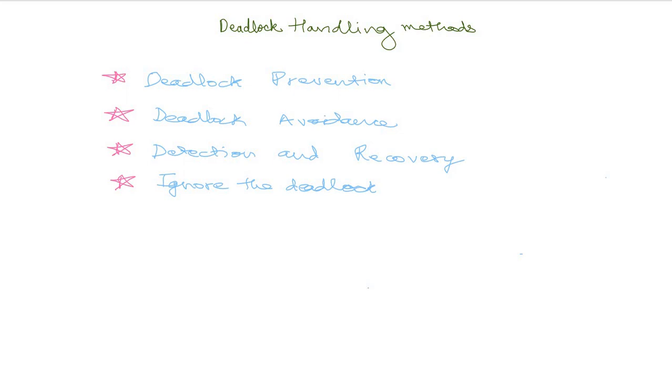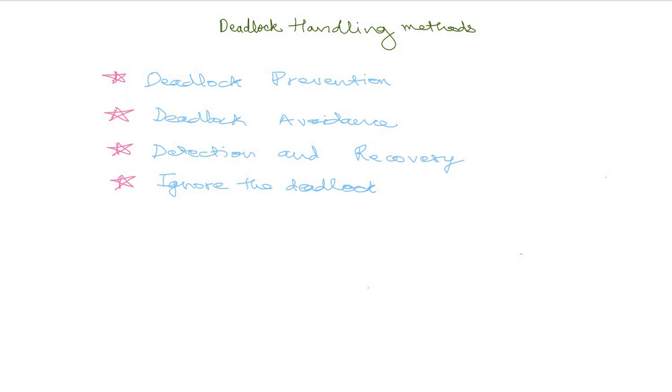Now the third one is detection and recovery. What detection and recovery does is that it checks if a deadlock is there, and then it does something to remove it. What it basically does is pick a process and kill it, so that the resources that this process was holding are now free.